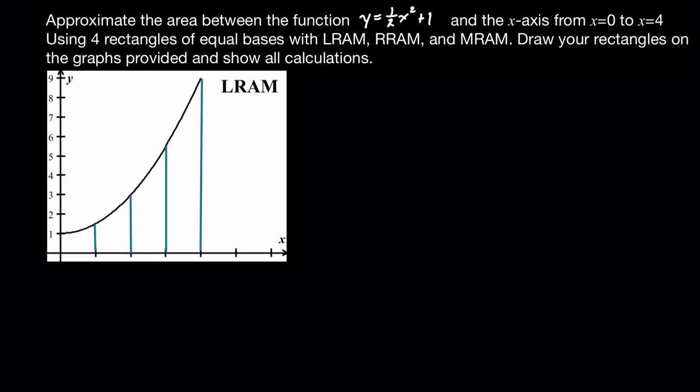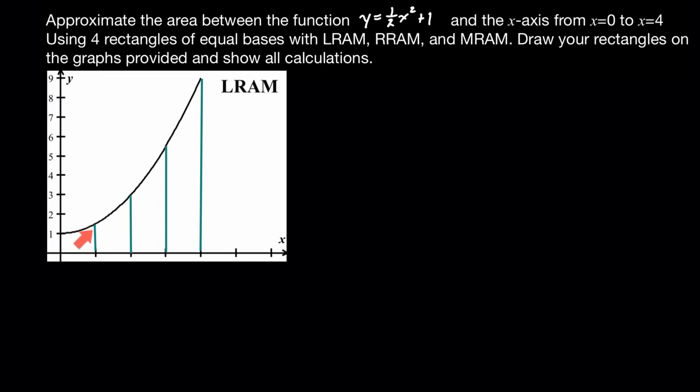So in this situation, we're going to approximate the area between the function y equals 1/2 x squared plus 1 and the x-axis between x equals 0 and x equals 4 using 4 rectangles of equal bases, doing an LRAM, RRAM, and MRAM. And we're going to draw the rectangles on the graph provided to show all of our calculations here.